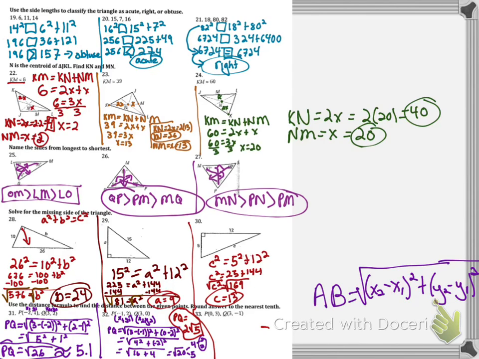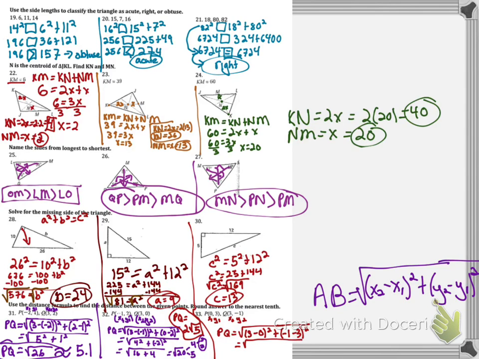And then the last one in this category, for this page at least, we're going to label these x1, y1, x2, y2. We have the distance PQ equals the square root of x2, which is 3 minus 0 squared, plus y2, which is negative 1 minus 3 squared.